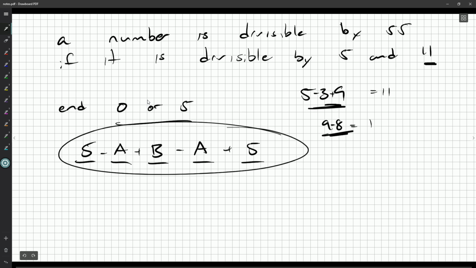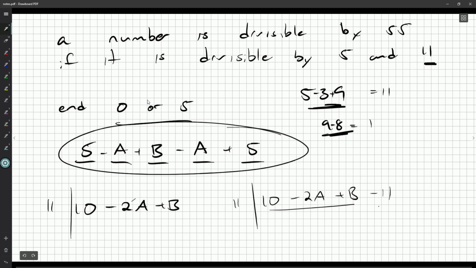Okay? So we got 2 minus A's, we got a plus B, and we've got 2 plus 5. So we get 10 minus 2A plus B. We need 11 to divide that. Now, if 11 divides this, then 11 divides this minus 11. There's a reason I'm doing this for a moment, but if you take a multiple of 11 and subtract another multiple of 11, or add a multiple of 11, you still get a multiple of 11.